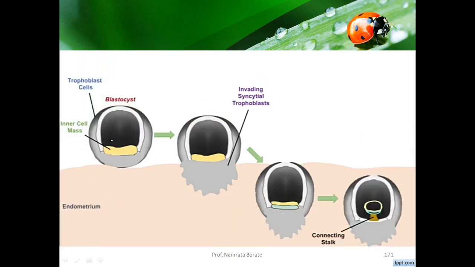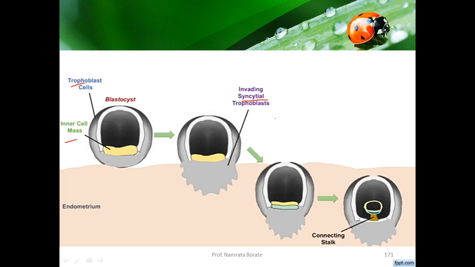As in the last phenomenon, that is blastulation, there are two layers. The first one is the trophoblast cell and the second one is the innermost cell. The trophoblast cell undergoes division and forms two layers of cells, that is the syncytiotrophoblast and the second one is the cytotrophoblast.